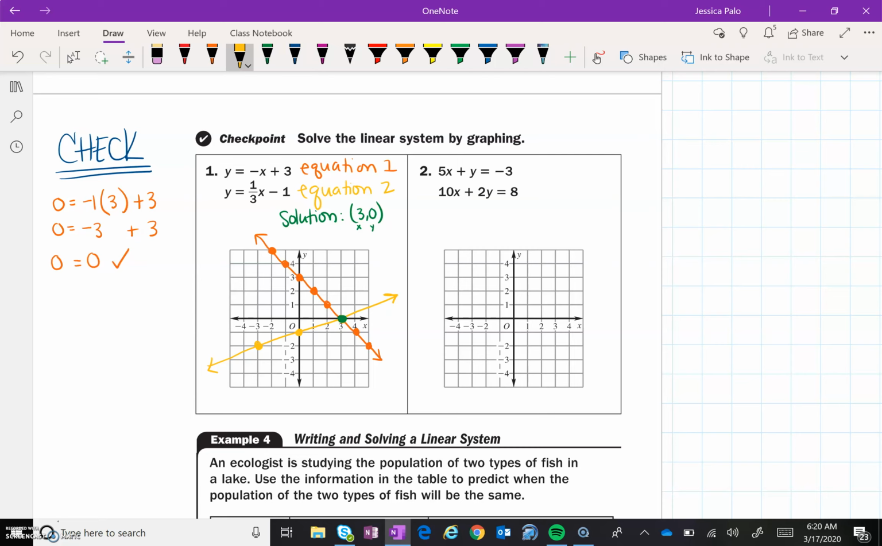Equation 2. We're going to plug in 0 for y equals 1/3 times 3 for the value of x minus 1. 0 equals 1/3 times 3 is 1. 1 minus 1 is 0. So this is also a solution. So that means the solution is definitely 3, 0, and it is correct.